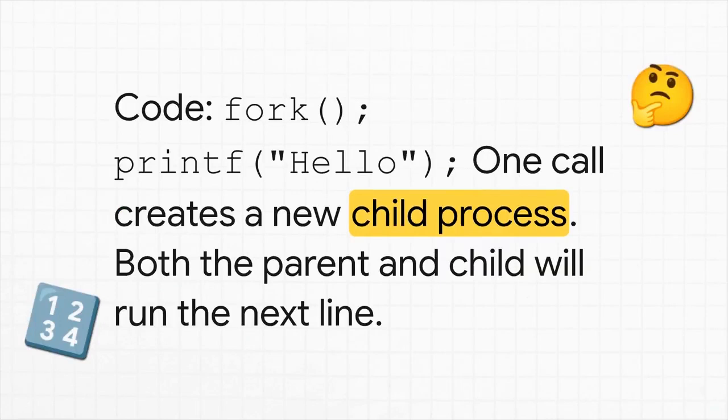All right, little pop quiz for you. Take a look at this code. We've got a single call to fork, and then a command to print hello. Now remember, fork creates a clone, so you've got the original parent and the new child, and both of them are about to run that next line. What do you think? How many times is hello going to show up on the screen? Twice. You got it. The parent prints and the child prints.